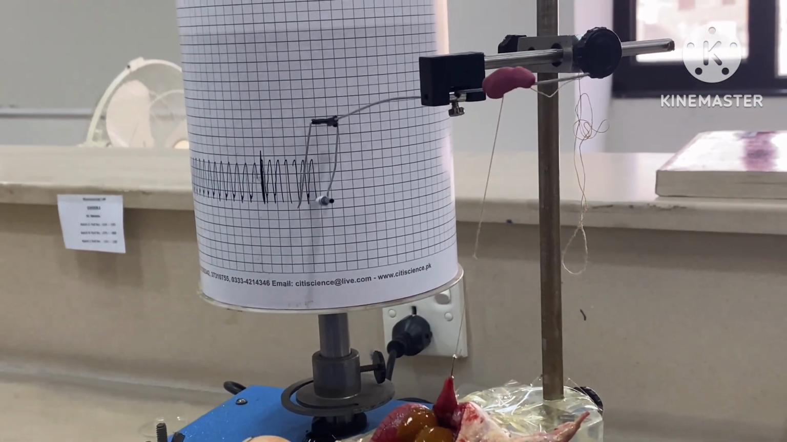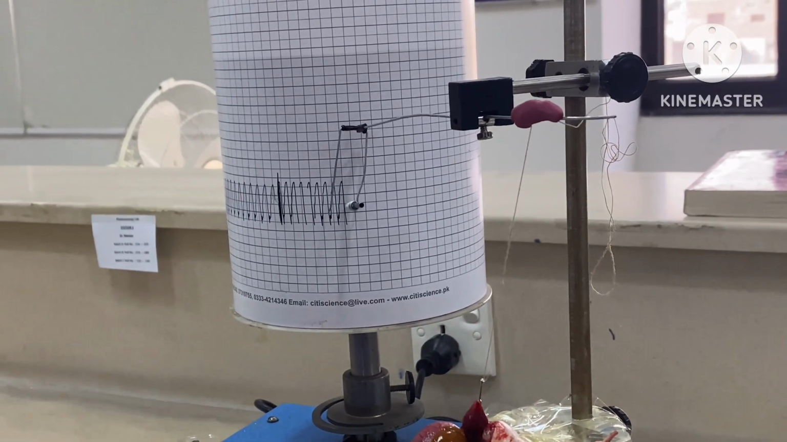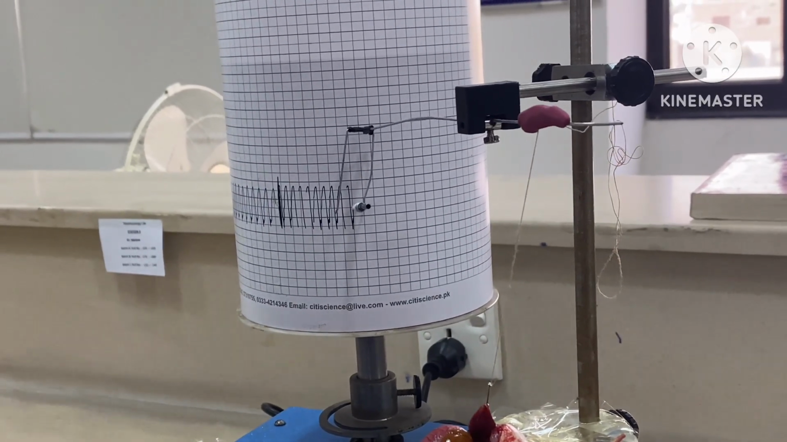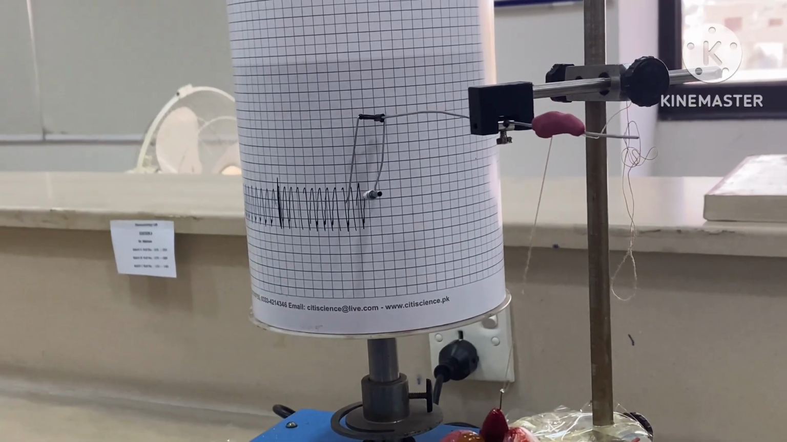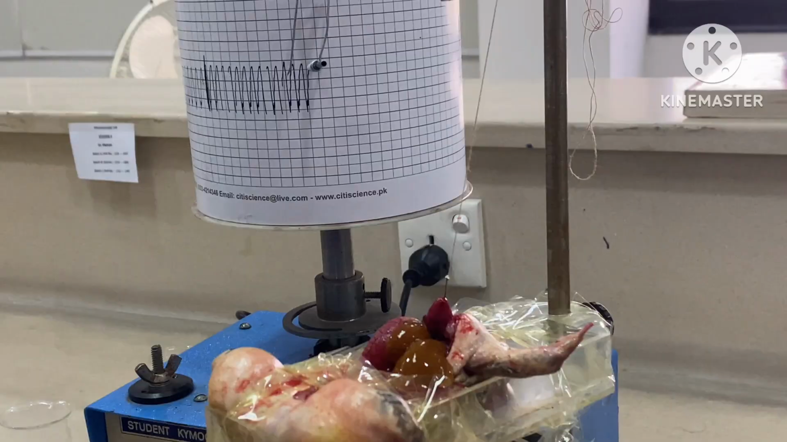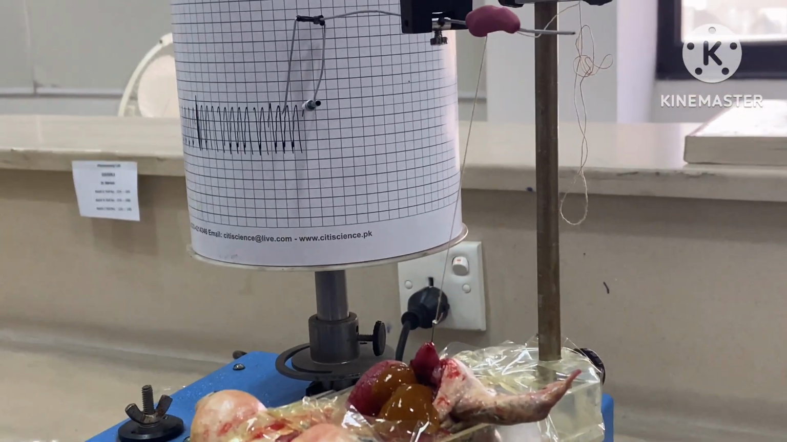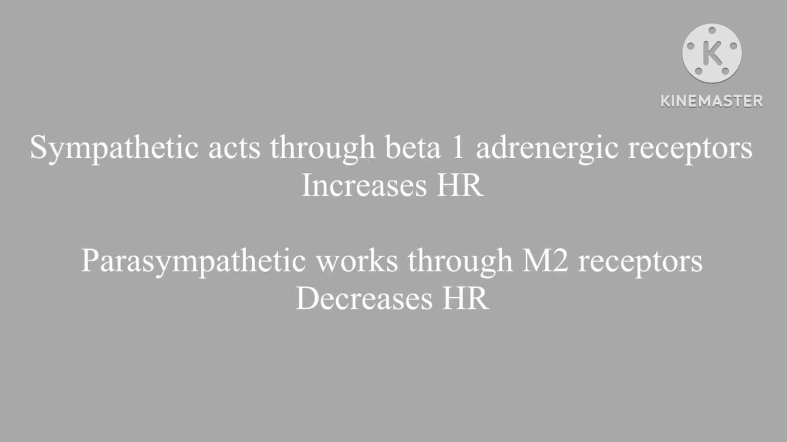While waiting for this to complete, we'll talk about the effect of drugs. First, remember that the heart is mainly controlled by the autonomic nervous system. There are two sides, the sympathetic system and the parasympathetic system. The sympathetic system increases heart rate and works through the beta 1 adrenergic receptor, and the parasympathetic system decreases heart rate and works through the M2 muscarinic receptor.